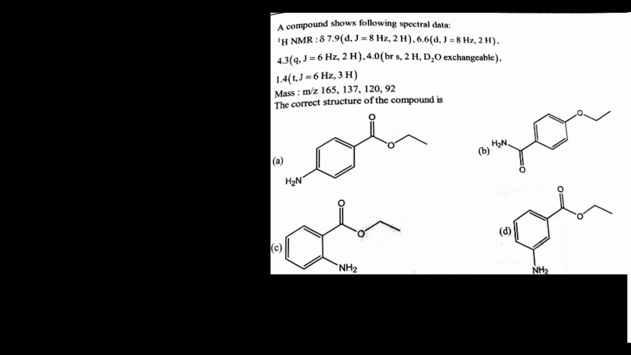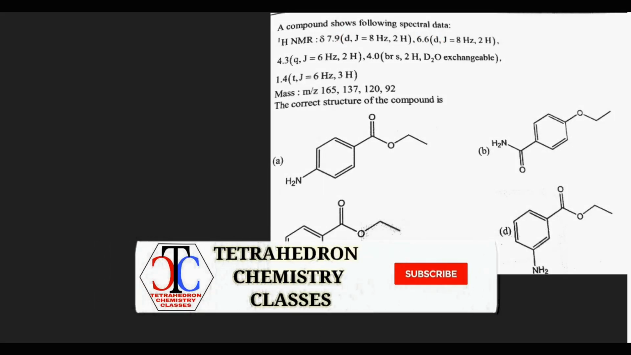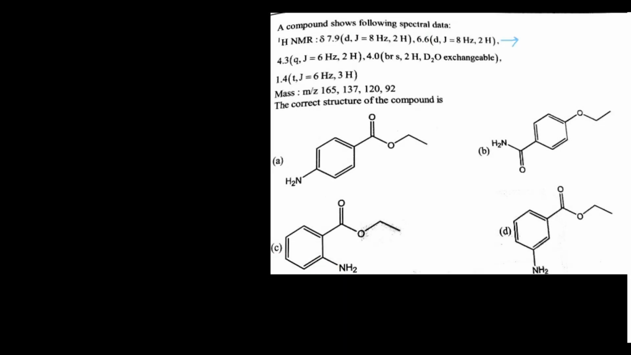This idea actually comes from the proton NMR spectrum. See, this is the proton NMR spectrum. The compound shows the following spectral data: proton NMR spectrum, which has a doublet at 7.9, and another doublet at 6.6. And I told you many times in my previous lectures, in a substituted benzene, if you have this kind of pattern, two doublets forming, then straightforwardly you can conclude your compound is para-disubstituted.